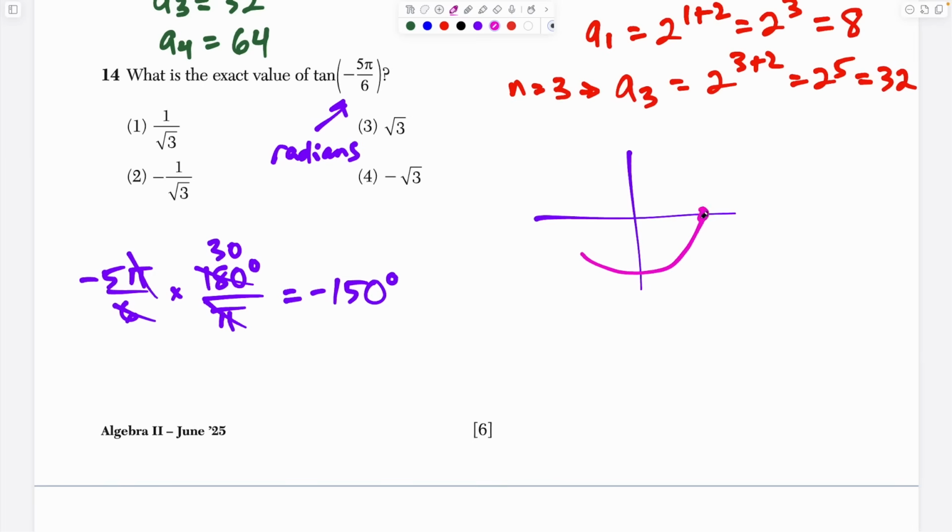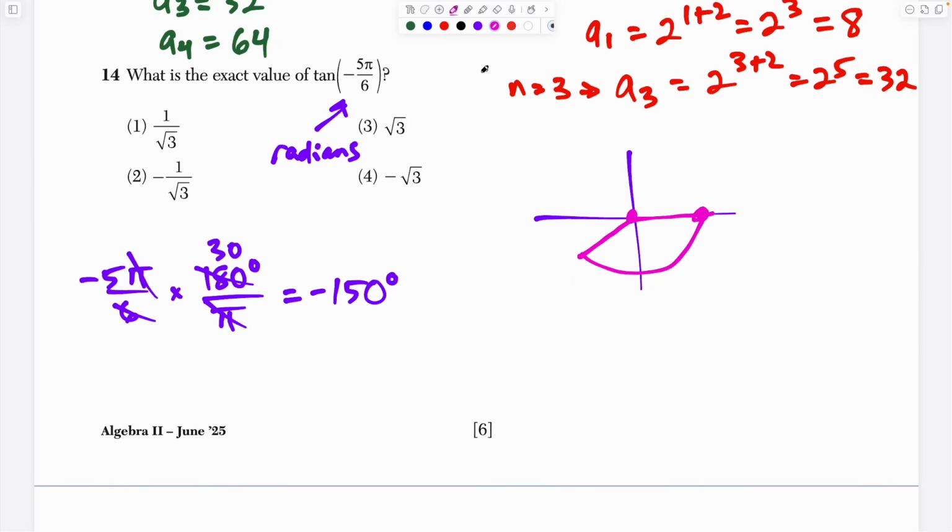So the angle, I'm starting in standard position, and I'm going this way. I'm not going counterclockwise. I'm going clockwise since the angle is negative. And that would put me in this location here in quadrant 3. Okay, so the angle is going to terminate in quadrant 3 like this.